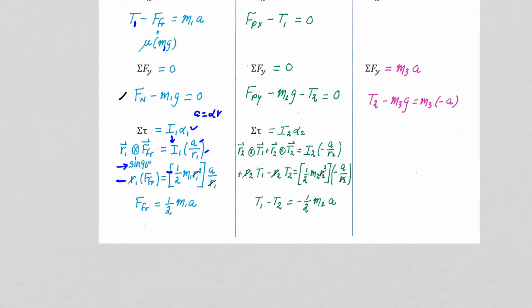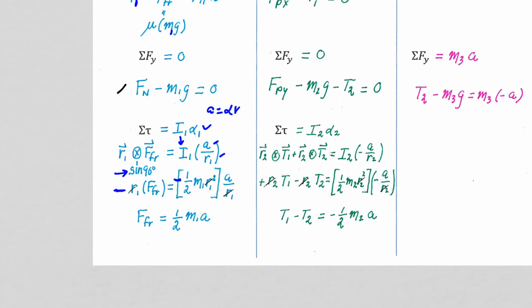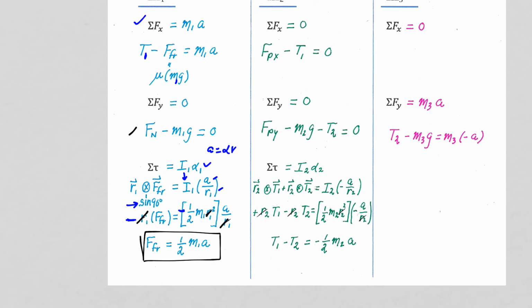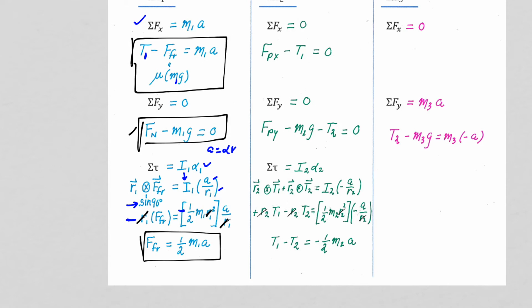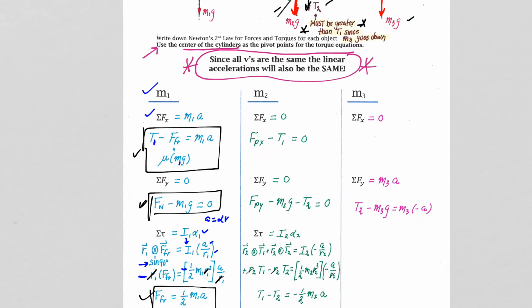And when we cancel out our R1s, you can see that we have an R1 in R cross F, we have R1s in 1/2 mr squared, and an R1 down here. We lose all of the R1s, so the frictional force equals 1/2 M1A. Force normal minus mg equals 0, tension 1 minus friction equals ma, so we have 3 equations. Now, we're not going to plug in numbers on this page. We have a lot going on. But basically, we're going to collect all of these equations and all these unknowns and hope that we have enough to solve the problem.